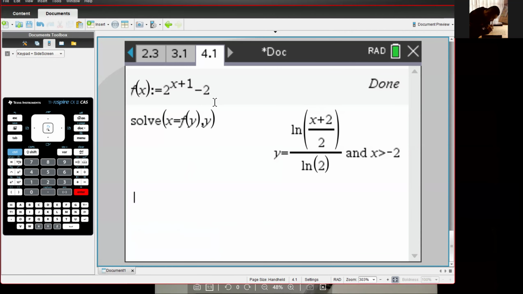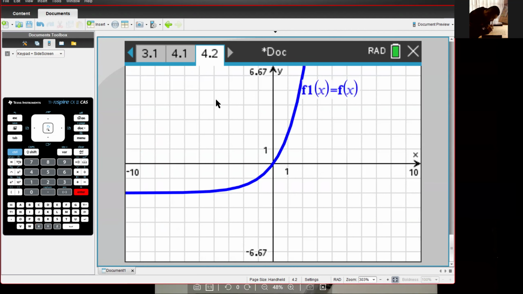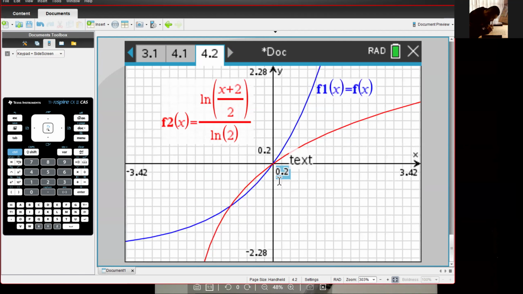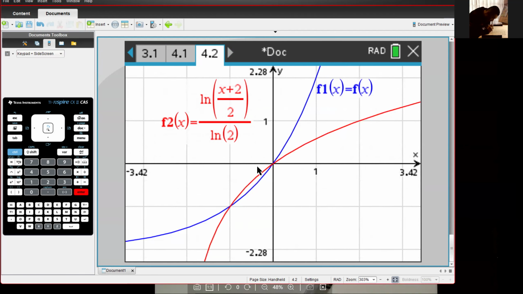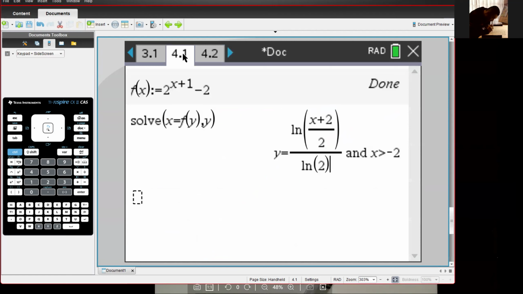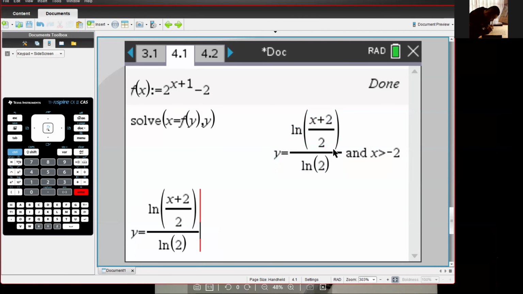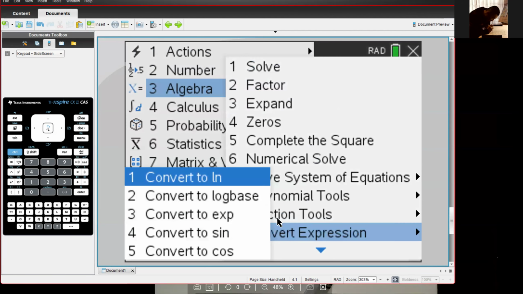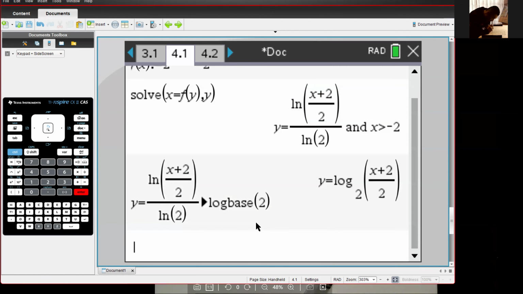Now, if I want to find the area between the two curves, I probably will get f of x sketched first and then grab this bit. Taking a closer look, zoom in a little bit. You will identify their intersection is at minus 1, minus 1, okay? So from minus 1 to 1 and do the integration. Alternatively, you could also write this expression in other equivalent notations. For example, if I grab it here, I press menu, algebra, convert expression, convert to log base 2. This is due to the change of base formula, all right? You can also write your inverse function in that way.